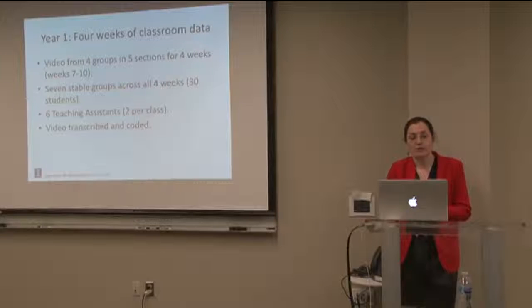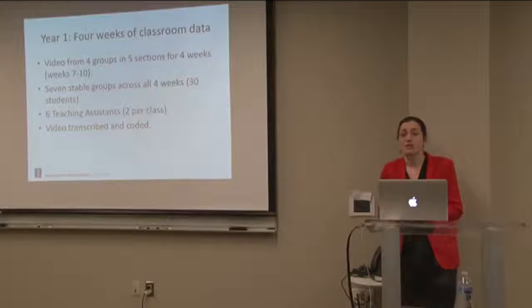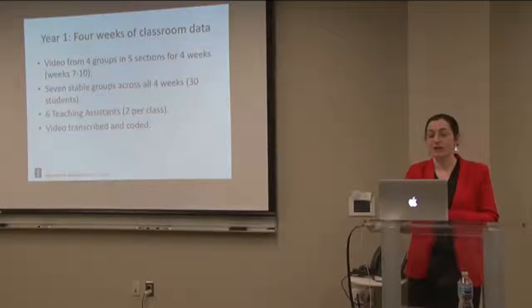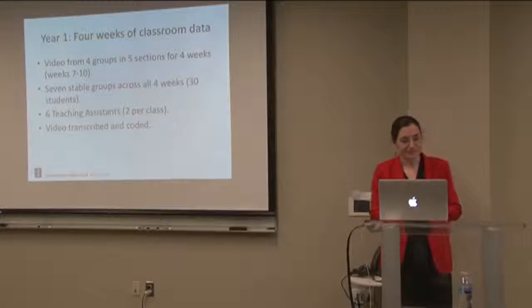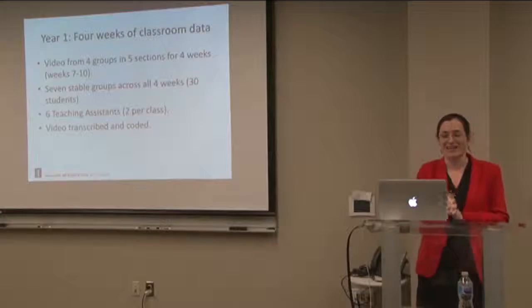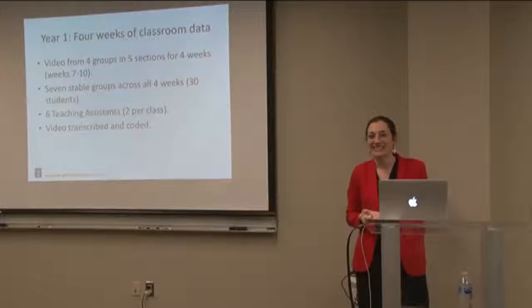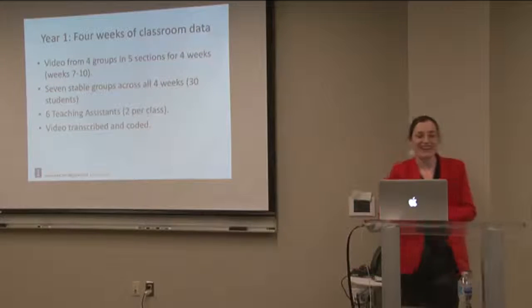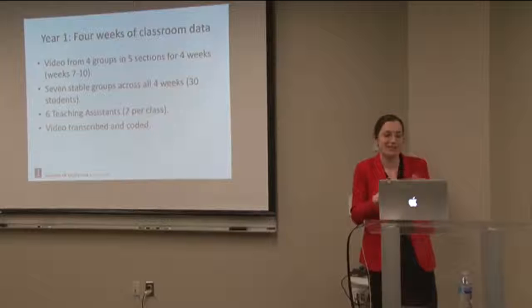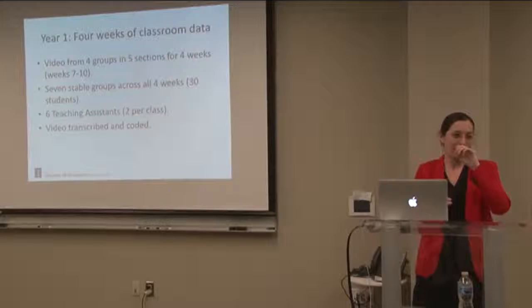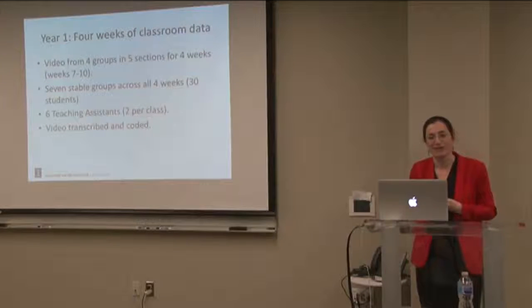I said 7 stable groups in this slide. I meant 7 consistent groups, where all 4 members showed up every week of the 4 weeks. 9 a.m. on Friday is not the time to collect data in an undergraduate class. All the groups were theoretically stable, the same students in every group, but they weren't necessarily consistent. Consistent means they showed up every week.